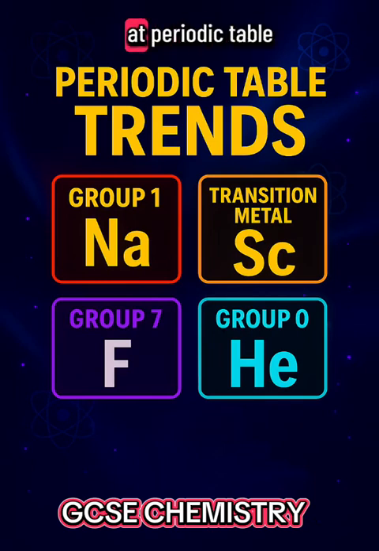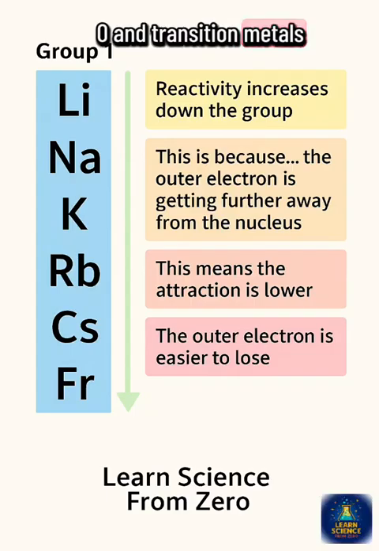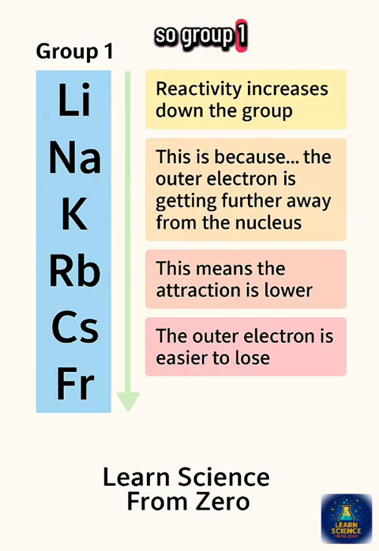We'll be looking at periodic table trends today for Group 1, Group 7, Group 0 and transition metals. We're going to begin by looking at Group 1 elements. So Group 1 elements have one electron in the outer shell. Therefore, they are in Group 1. So let's look at the reactivity.